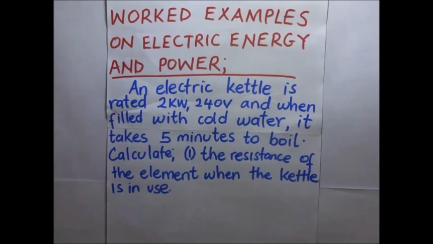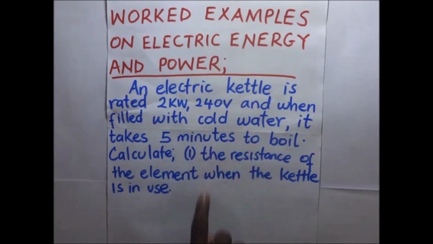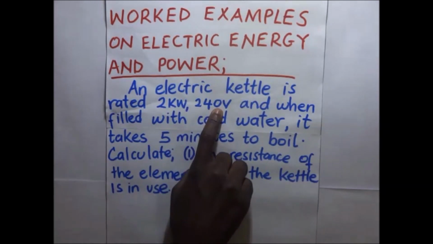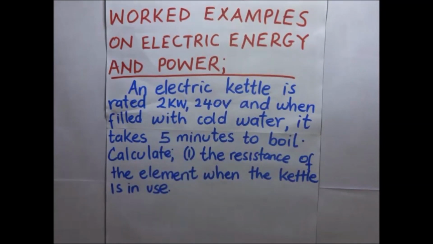An electric kettle is rated 2 kilowatts, 240 volts, and when it's filled with cold water, it takes 5 minutes to boil. Calculate the resistance of the element when the kettle is in use. For us to get the resistance of the element when the kettle is in use, remember we are looking at electric energy and power. They've given us the voltage, they've given us the power, and they're asking us to find the resistance of the kettle element when it is in use.